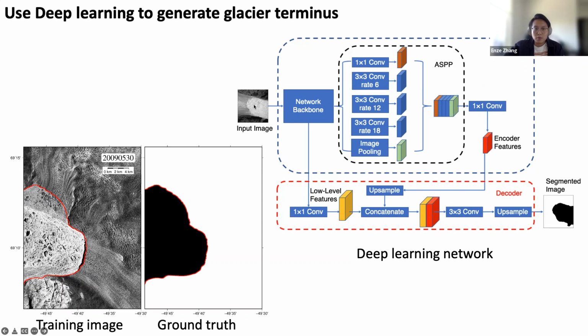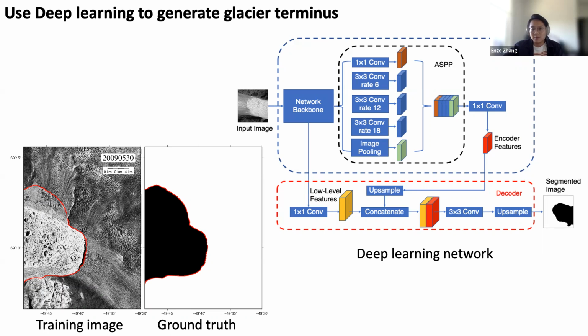Over here is the input image, also the training image or remote sensing image. And over here is a diagram of the deep learning network. After the input image goes through this deep learning network, it will generate a segmented image, a black-white image. It is similar to the ground truth image, but it is not exactly the same. And then we will use the difference between the segmented image and the ground truth image to update the parameters within the network.